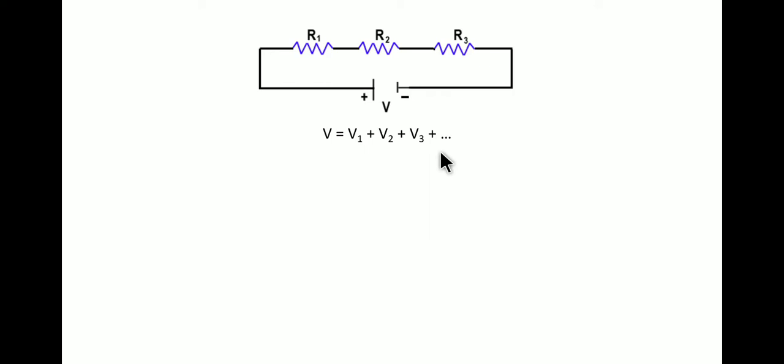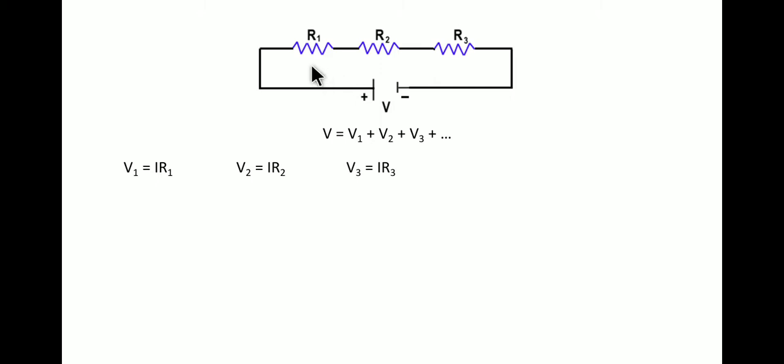Now we know through Ohm's law that V is equal to IR. Therefore, V1 will be equal to IR1, since I is the same for all the three resistors. So V1 will be I, the current which passes through, times the resistance R1, that is IR1. Similarly, V2 will be equal to IR2 and V3 is equal to IR3.